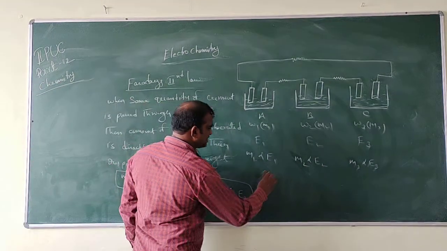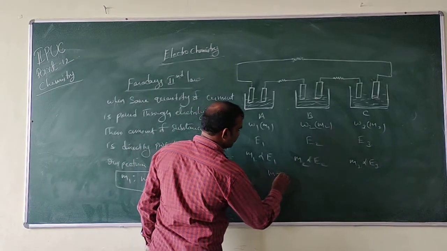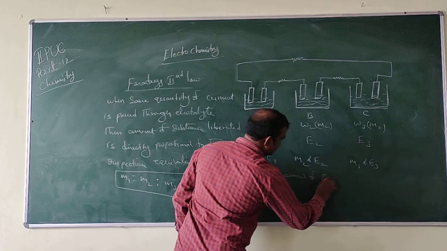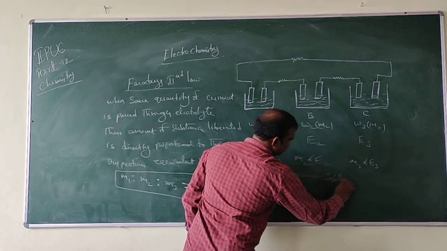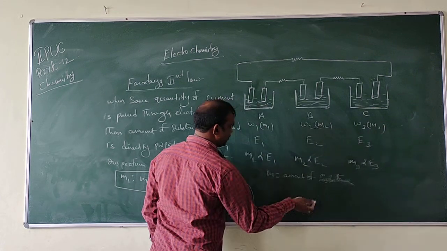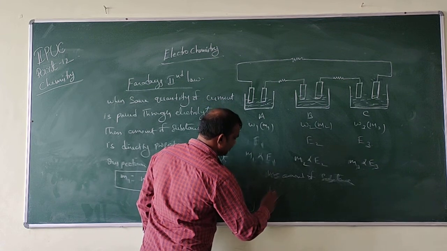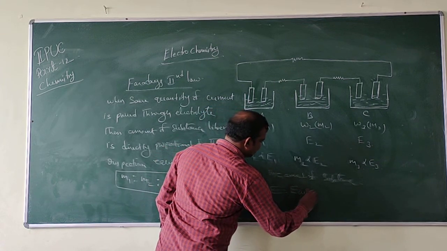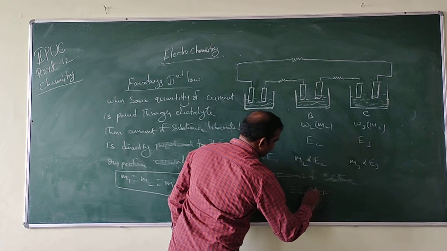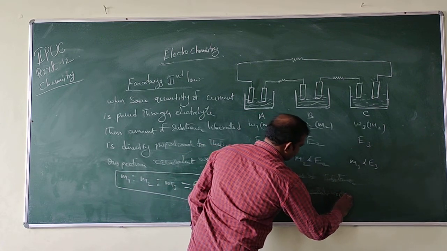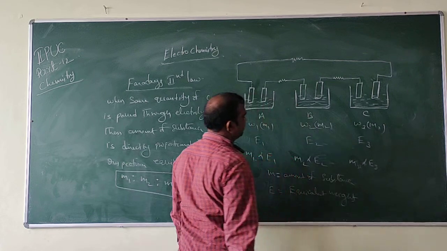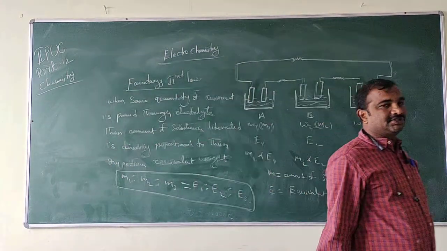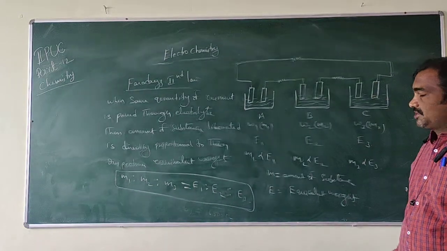So here, what is M? Amount of substance liberated. And what is E? Equivalent weight. So take a screenshot for notes.